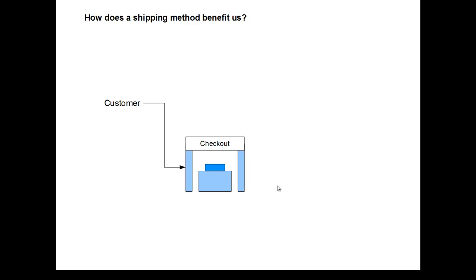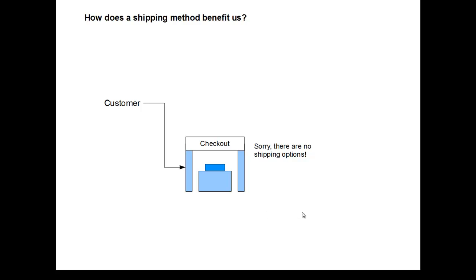Let's look at creating a shipping method within TotalSnap Shop. So first of all, how does a shipping method benefit us? Well, let's imagine we have a customer and they come along and pick a product from our store and add that into their cart. Now, when they go to the checkout, if there are no shipping methods available to them, they're going to see a message that says, sorry, there are no shipping options, and they're not going to be able to complete the purchase.